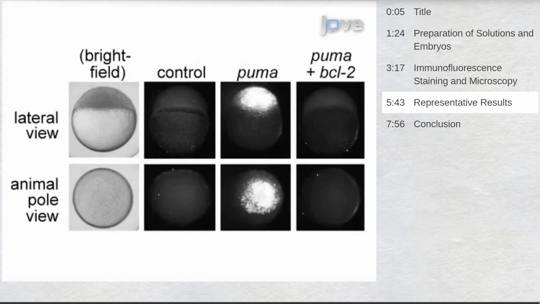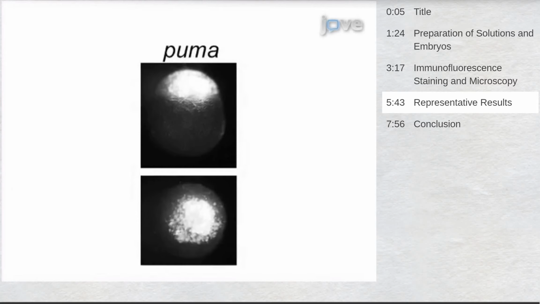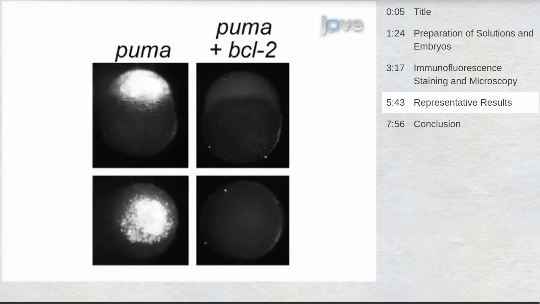For example, shown here are bright active caspase-3 positive cells in sphere stage embryos that have been injected with moderately toxic levels of mRNA encoding the pro-apoptotic BH3-only gene PUMA. Messenger RNA encoding the anti-apoptotic BCL2 gene was co-injected to prove that injection of PUMA mRNA induces apoptosis through the intrinsic mitochondria-mediated pathway.